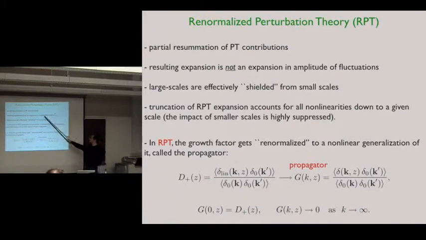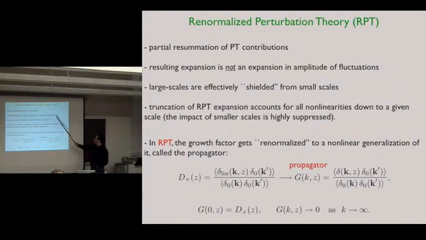As a result, we are going to end up with a different type of perturbation theory, but the expansion parameter is not going to be the amplitude of density perturbations. Okay, so that's the first lesson of this approach: there's not going to be a parameter which becomes of order unity, and then you are in trouble. So it's not going to be the amplitude of fluctuations in which we will be expanding.